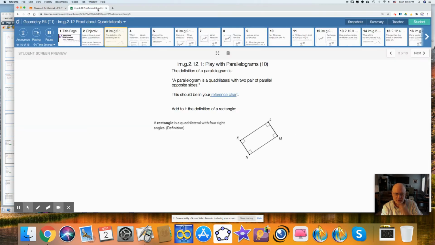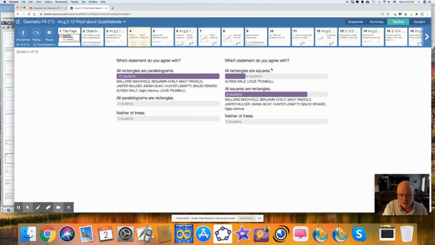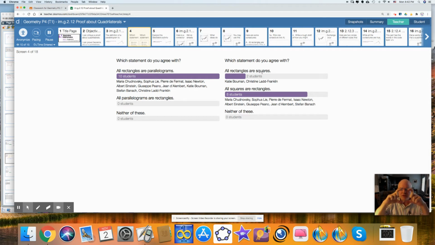So these are found in your Google Classroom in this section. I left a chart for you to download. You're going to answer these questions: which ones are true, which ones are false. Some people tried to say that all rectangles are squares. That's not true. I can draw a rectangle that is not a square by just making it longer on 2 sides than on the opposite sides.